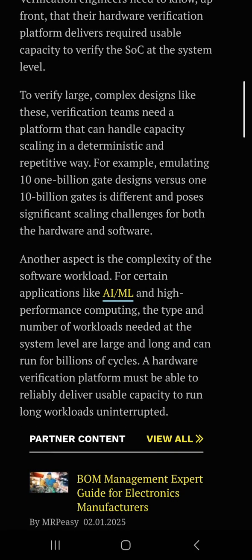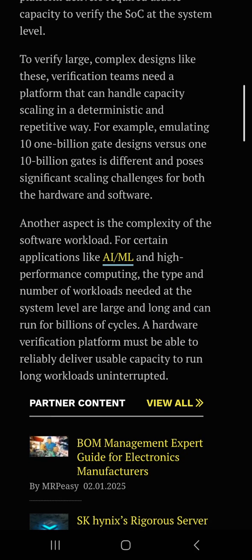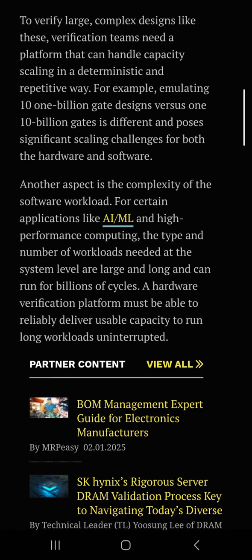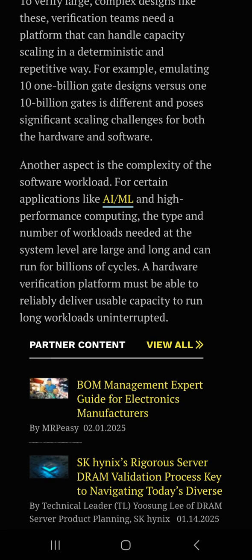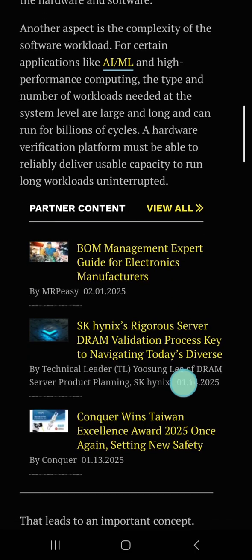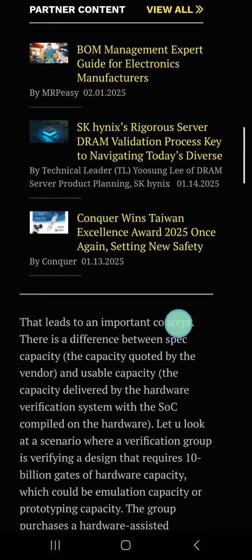For certain applications like AI/ML and high-performance computing, the type and number of workloads needed at the system level are large and long, and can run for billions of cycles. A hardware verification platform must be able to reliably deliver usable capacity to run long workloads uninterrupted. So that leads to an important concept.